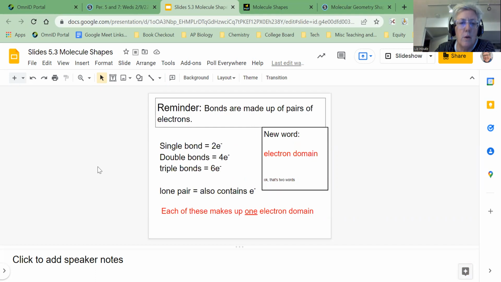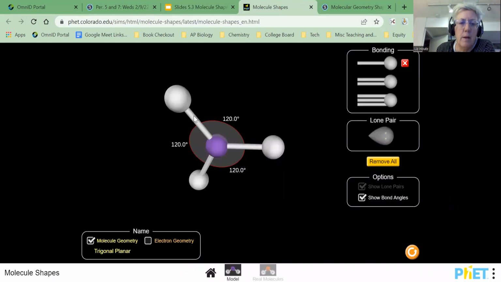All right, so one thing that's very important for you to understand is this new word called electron domain. And all that the word domain means is an area or where something lives. My domain is my house. The electron's domain in a bond is where those electrons are located. So if I look back over here, that bond contains electrons, so that's an electron domain. That is an electron domain, and that is an electron domain.